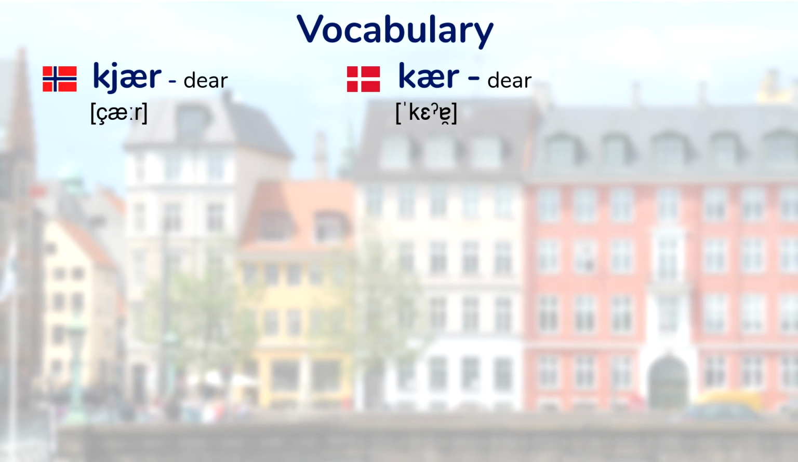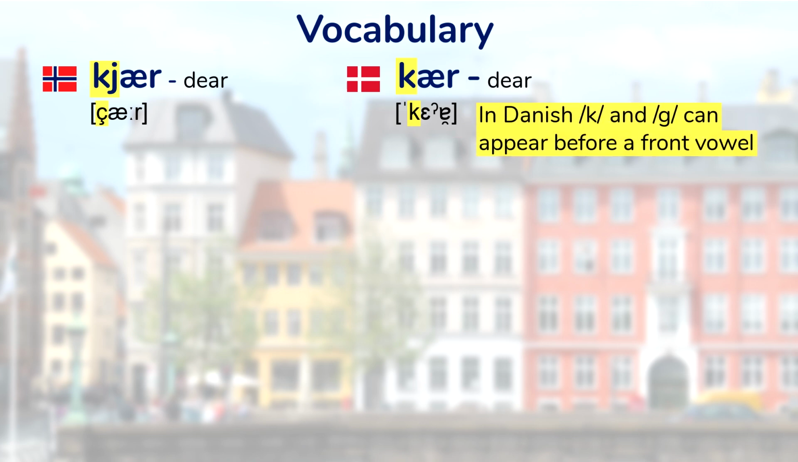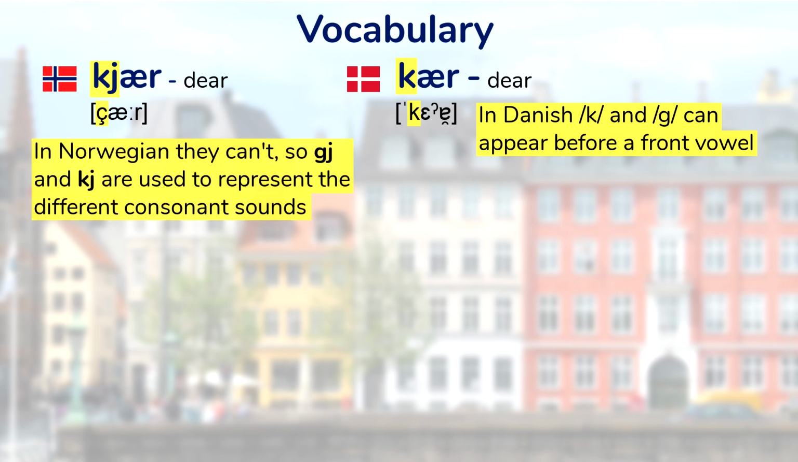These words mean dear in Norwegian, kjær, and in Danish, kjær. Notice the difference in the initial consonant. In Danish, k and g can appear before a front vowel, but in Norwegian they can't. So the digraphs gj and kj are used to represent the different consonant sounds. Also notice the silent r in the Danish word.